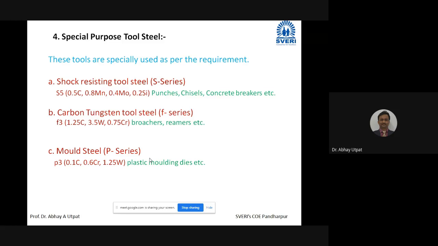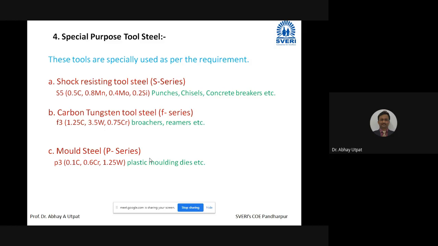Now, plastic molding dies are made by mold steel. This is the P series. If you see any plastic component, in one stroke it is produced by the die. That die is made up of steel, and it is called mold steel. Sometimes you may read somewhere die steel, spelling DIE. Die means mold. So the steel which is used for making the dies is called die steel.